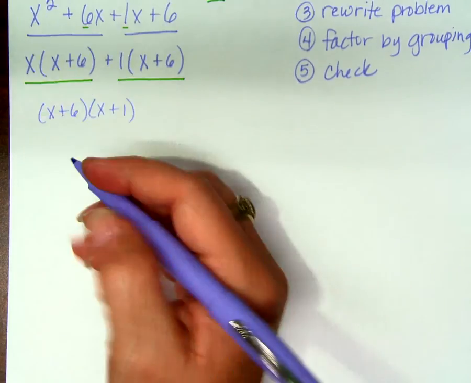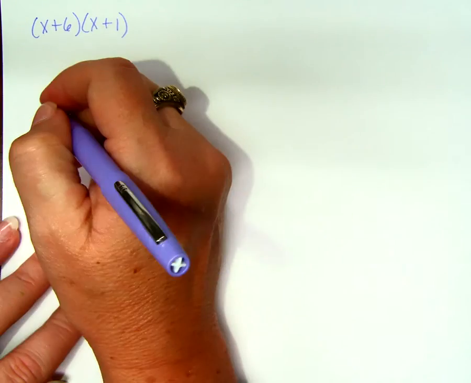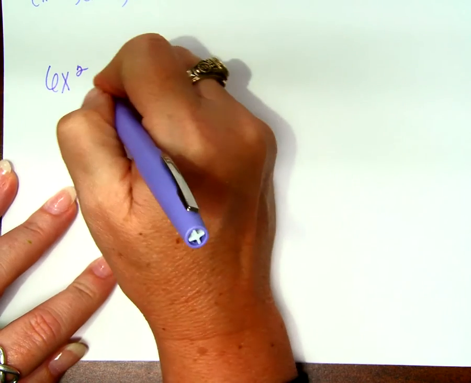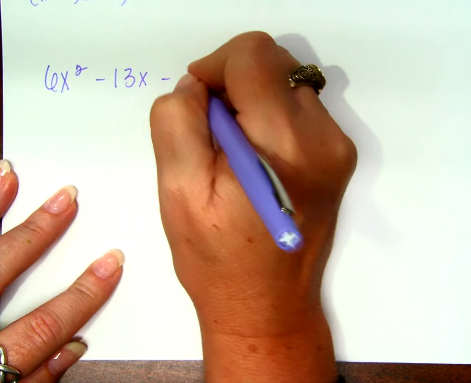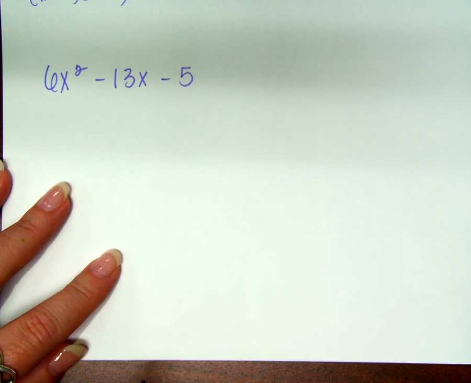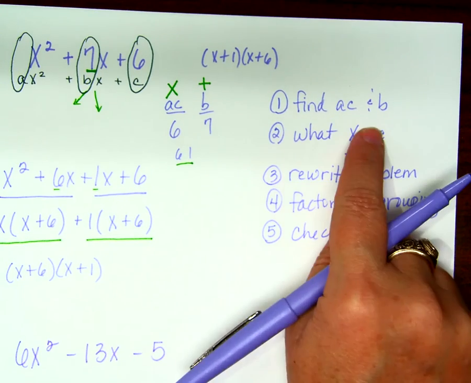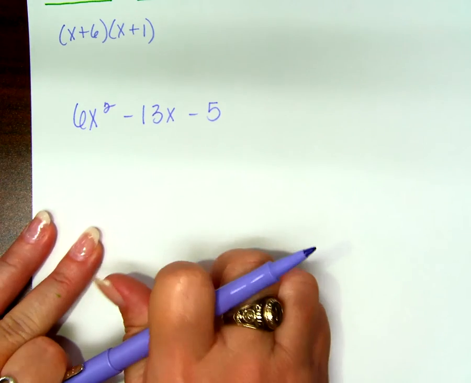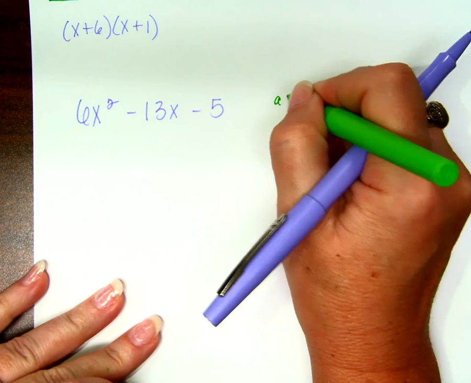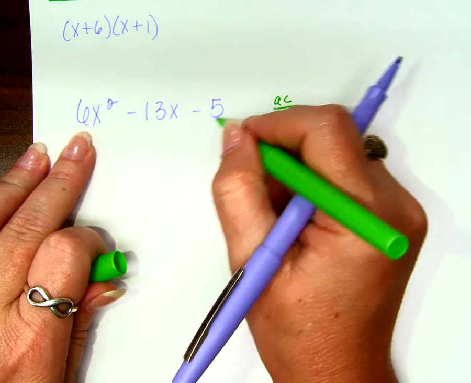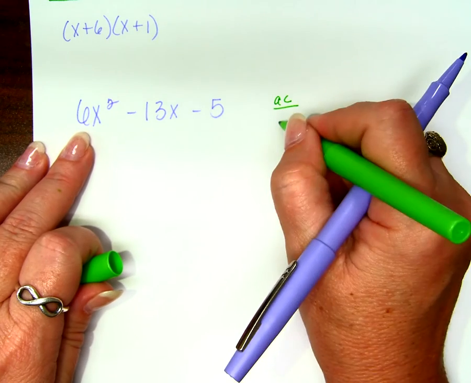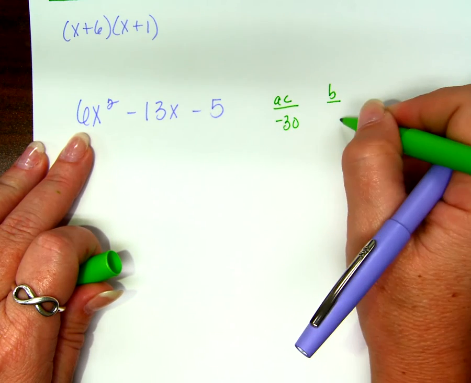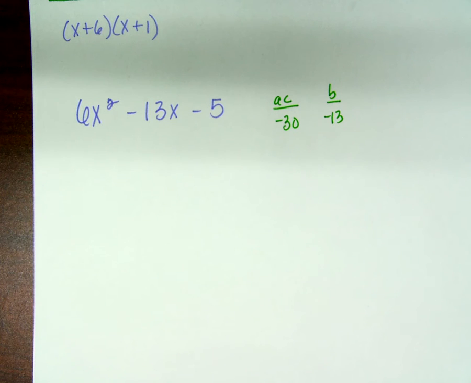Then let's go right into it. 6x squared minus 13x minus 5. Step number 1. Find AC and B. Well, AC is 6 times negative 5, negative 30, and what's B? Yeah, that one's definitely not hard, right? You just look.